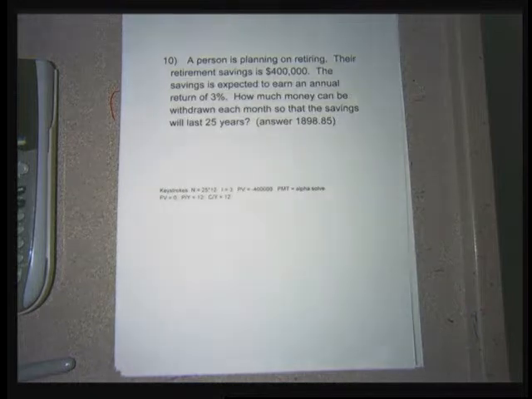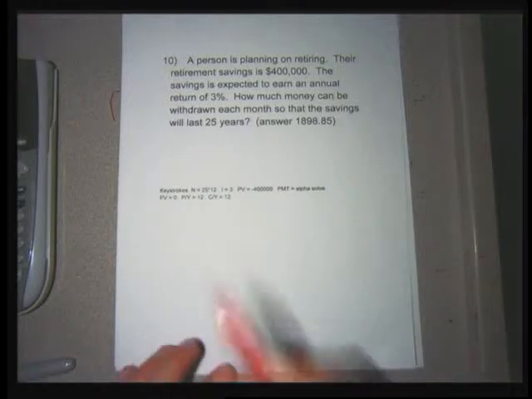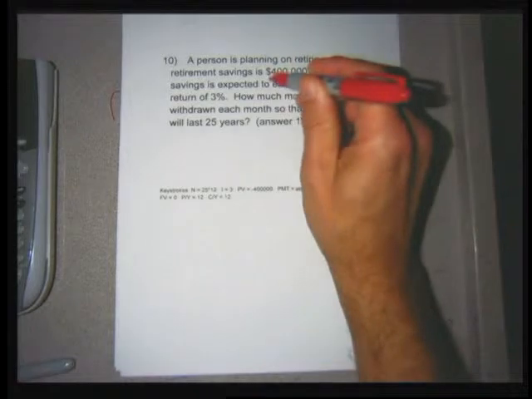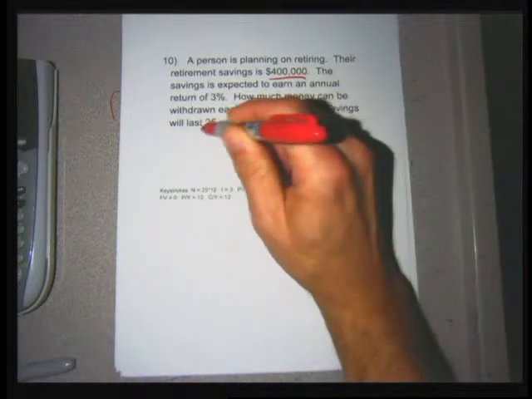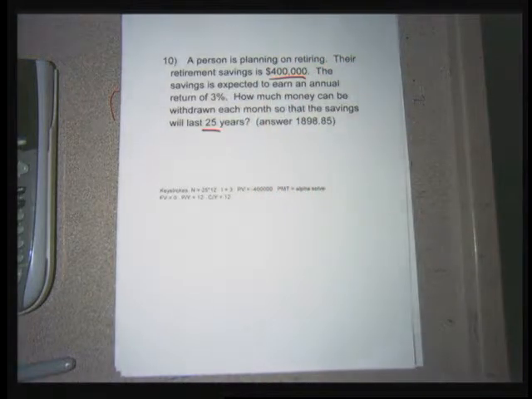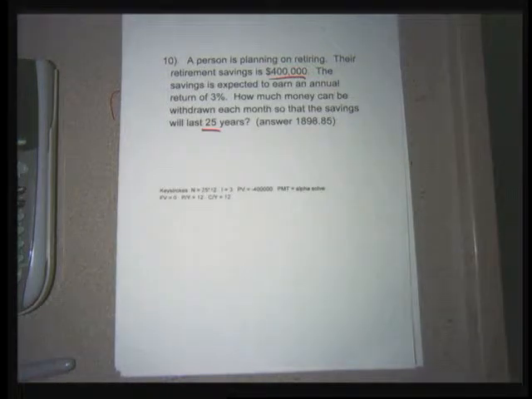So problems 9 and 10 feature the scenario where somebody's retired, they have this much money, and they want to know how much they can pay themselves. Problem 10 says, I start with $400,000, I want my money to last 25 years, and after 25 years it's just going to be gone. So if I retire when I'm 70, I want my money to last till I'm 95. If I don't need it till I'm 95, that's fine, but I'm going to hope that it lasts that long.